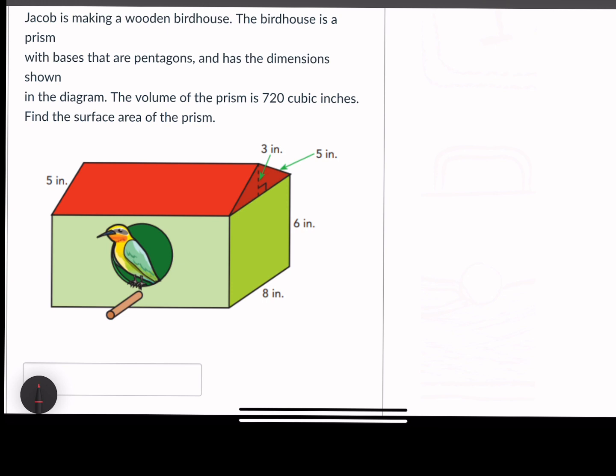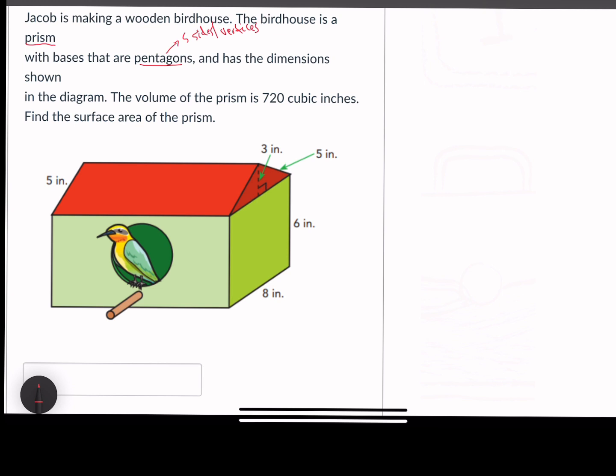So Jacob is making a wooden birdhouse. The birdhouse is a prism, and it doesn't say what kind of prism it is. So we just take the prism as is given by the diagram, with the bases that are pentagons, right? 5 sides, vertices or corners, and has the dimensions shown in the diagram.